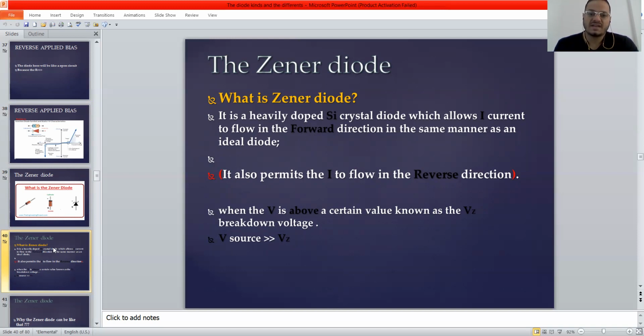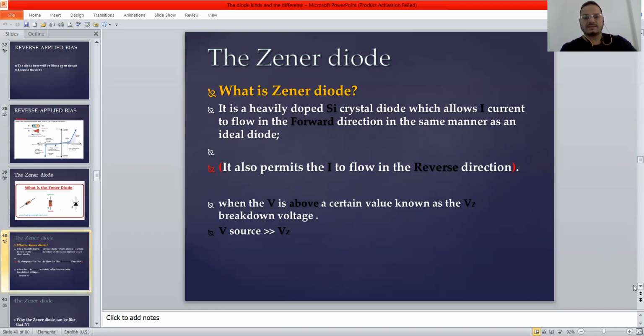Now, unlike an ordinary diode, the situation is different. An ordinary diode conducts just in the forward direction, but the Zener also permits the current to flow in the reverse direction. This is the important phenomenon in the Zener diode. When the voltage is above a certain value known as VZ, the breakdown voltage, V source bigger than VZ, the current can go through.